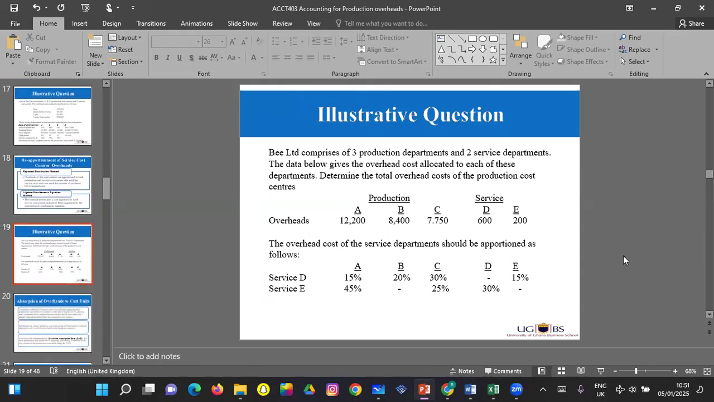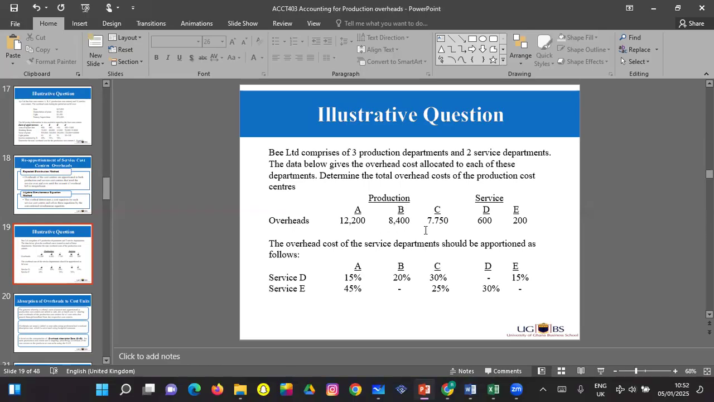So let's look at this example. D Limited comprises 3 production departments and 2 service departments. The data below gives the overhead cost allocated to each of these departments. They say we should determine the total overhead cost for the production cost centers, right? But now we have 2 service centers, and we're only looking for the total overhead for the production centers.